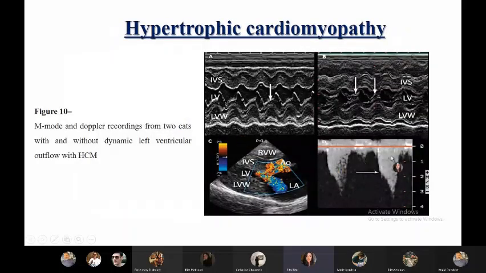Okay. In the last Doppler image, this is a spectral Doppler image. They have used the continuous wave because of the high velocity of the blood in this region here. So this high velocity of the blood indicates the obstruction that was discussed earlier.